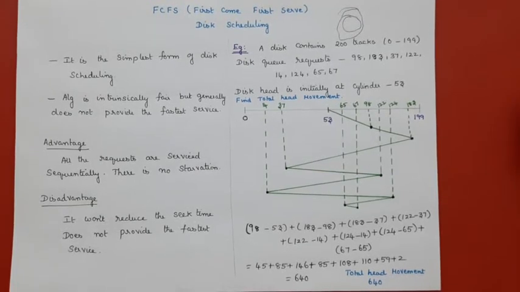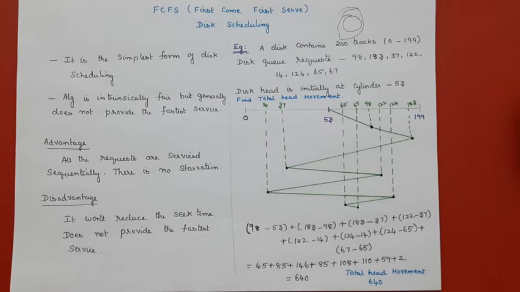Hi, in this video, we are going to see about a disk scheduling algorithm, that is the FCFS disk scheduling algorithm. As the name suggests, FCFS is nothing but the first come, first serve algorithm. It is one of the simplest disk scheduling algorithms. This algorithm is somewhat fair, but the main thing is that it does not provide the fastest service. This particular algorithm has its own advantage and disadvantage.